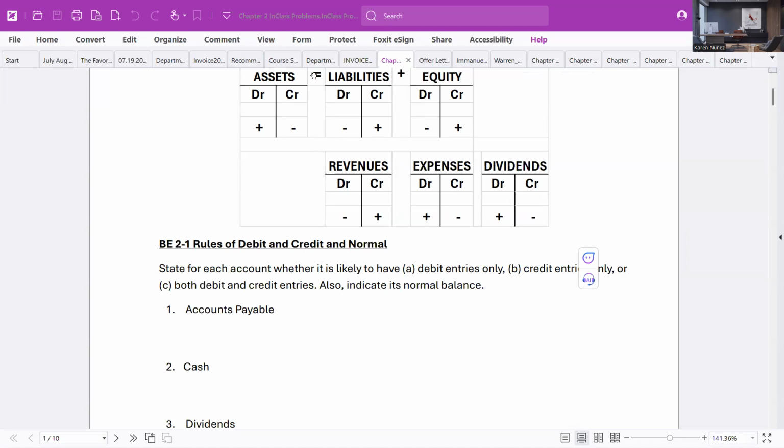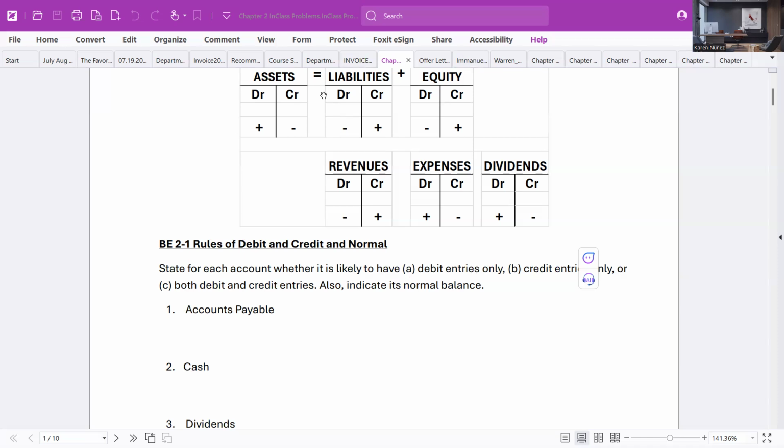So again, the basic accounting equation: assets always equal the liabilities plus the equity, and debits are on the left, credits on the right. And it doesn't matter what kind of account you're talking about. Debits are always on the left and credits are always on the right for all assets, all liabilities, all equity, all revenues, expenses, and dividends. Now, a debit increases an asset and a credit decreases an asset.